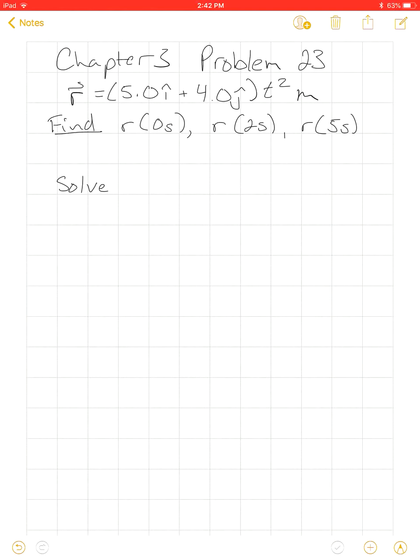So for the first part, we're going to have r of 0 seconds, so we're going to put (5 i hat + 4 j hat) times 0 squared meters. Well, that just ends up being 0, because when you multiply it out, it ends up being 0. So the distance from the origin at 0 seconds is 0 meters. Okay? So that's the first one. The second one is at 2 seconds.